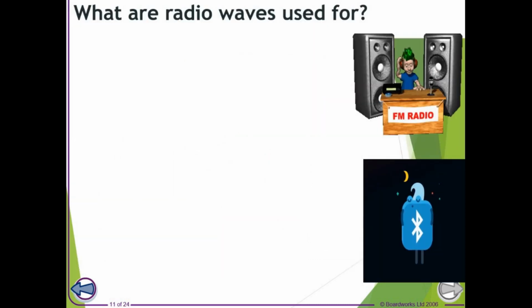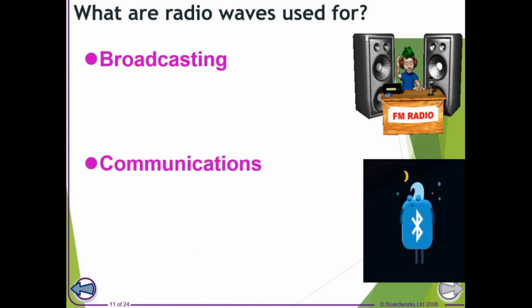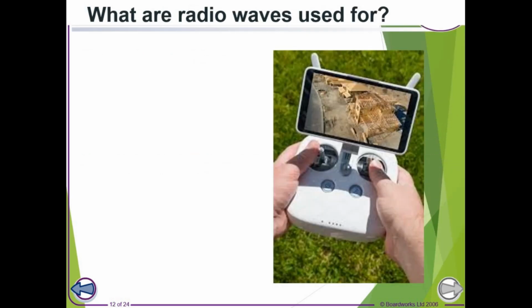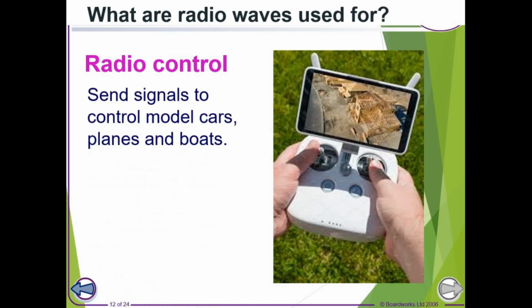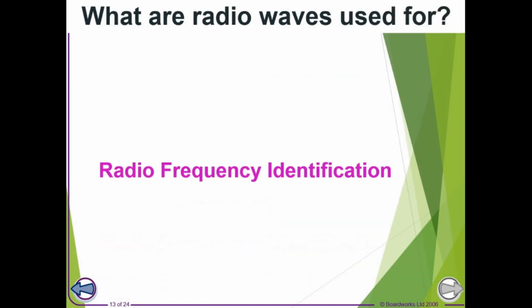Now, what are radio waves used for? Radio waves are used for broadcasting. Radio waves of different frequencies are used to broadcast radio and television. Radio waves are also used for communication. Several types of radio waves are used for communications like Bluetooth and Wi-Fi. Radio waves are also used for radio control. It sends signals to control model cars, planes, and boats.